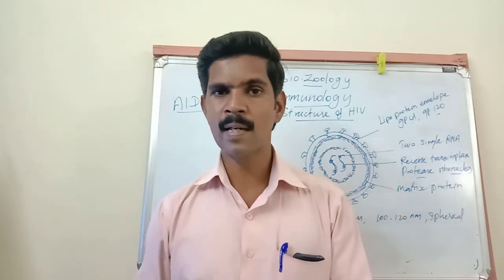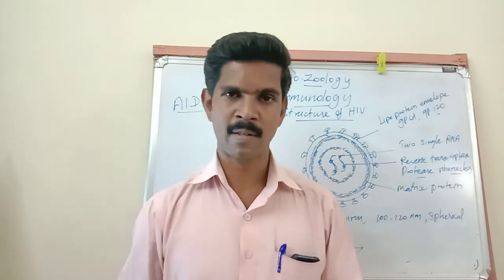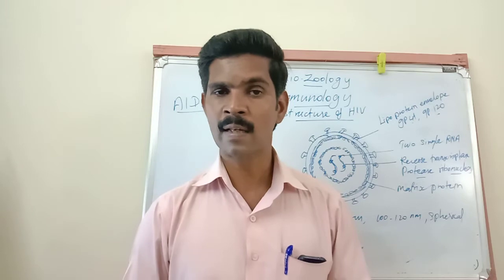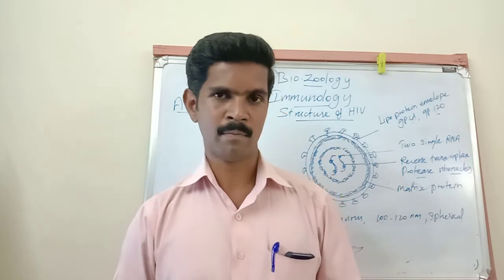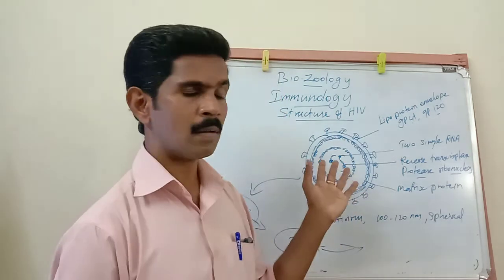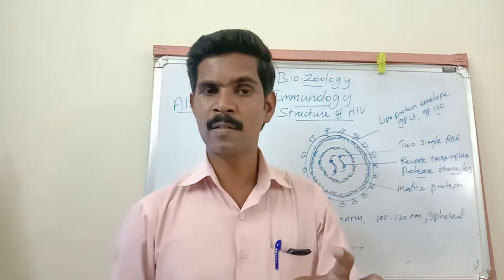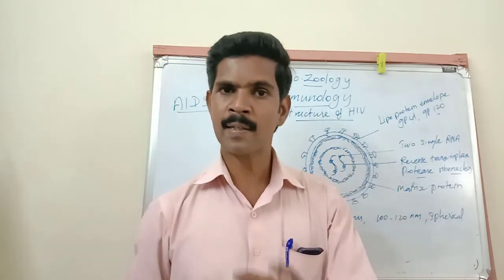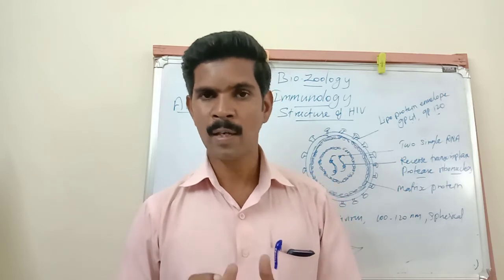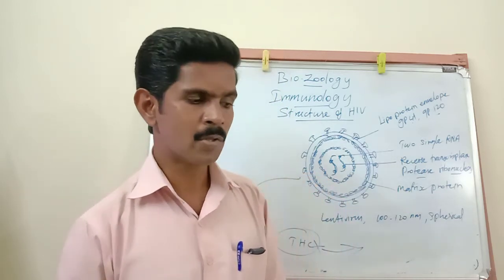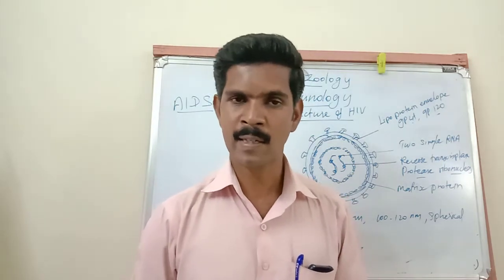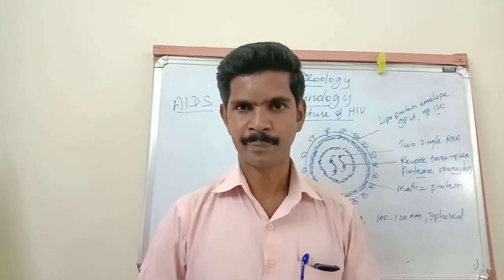The second one is the Western blot test, a confirmatory test. This test is used to detect the viral core protein. If the proteins of this virus are present in the person's blood or body, it indicates the HIV virus is there. So the ELISA test and Western blot, these two are the important tests used to identify or detect this HIV virus.